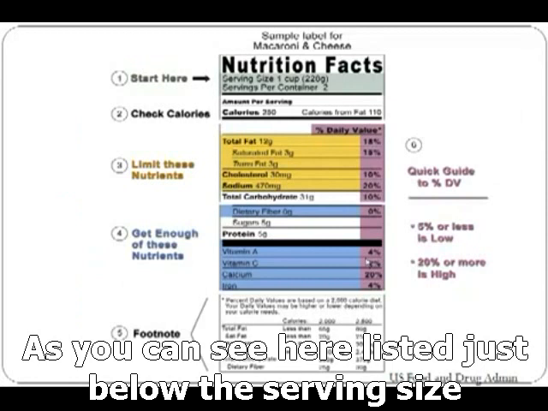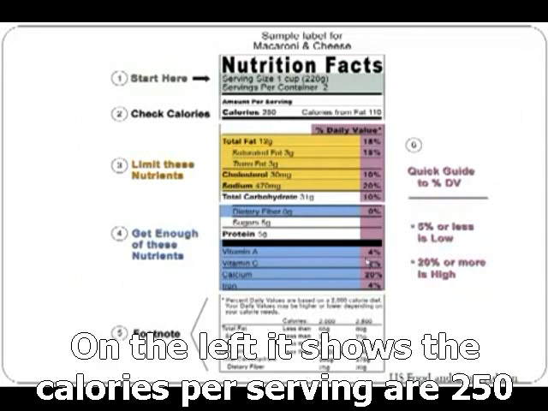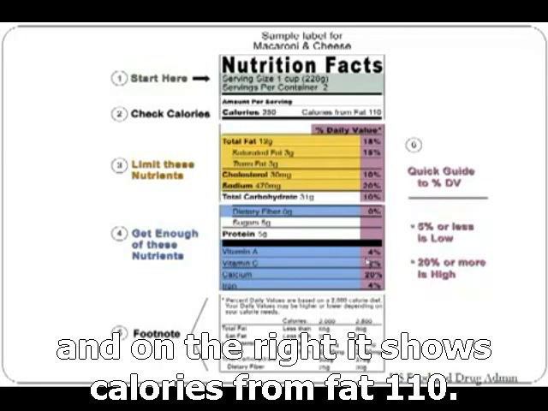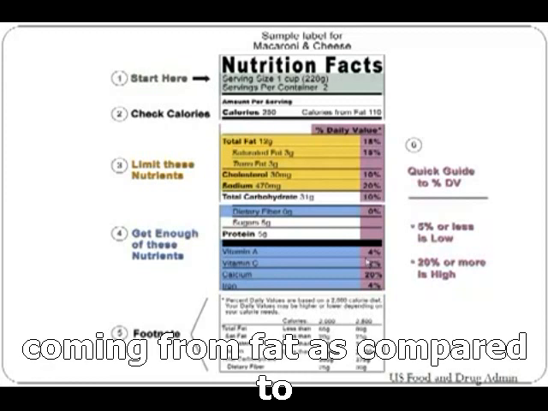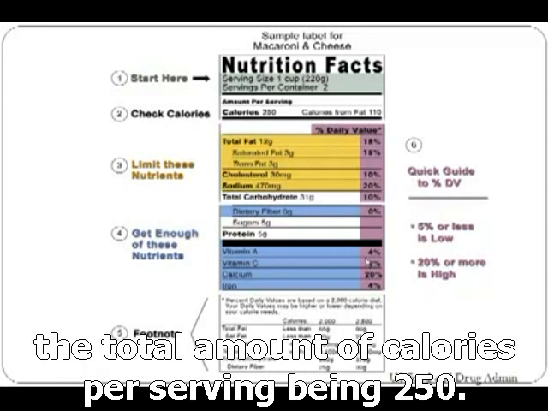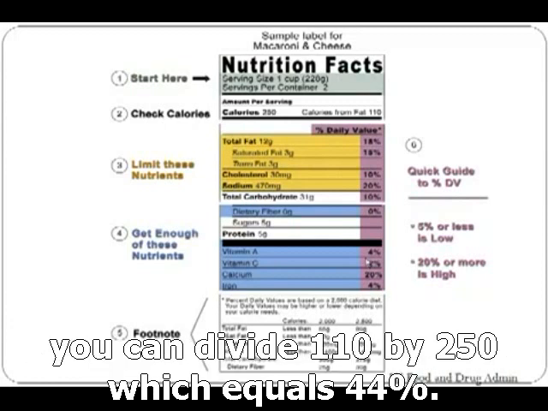As you can see here, listed just below the serving size is information about calories. On the left, it shows the calories per serving are 250, and on the right, it shows calories from fat, 110. This means that there are 110 calories per serving coming from fat as compared to the total amount of calories per serving being 250. To calculate the percentage of calories from fat, you can divide 110 by 250, which equals 44%.